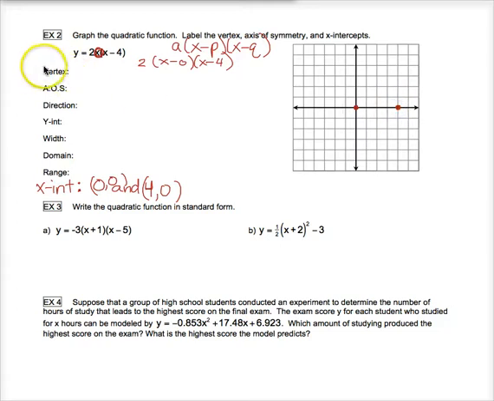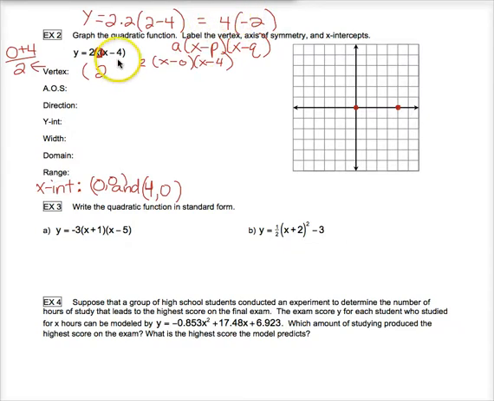The x-coordinate of the vertex, you take those two x-intercepts, 0 and 4, add them together and divide by 2. So the x-coordinate of the vertex is going to be at 2. I have to plug it in to find the y-coordinate. So y equals 2 times 2 times 2 minus 4. So 2 times 2 is 4. 2 minus 4 is negative 2. So that's going to give me 8.